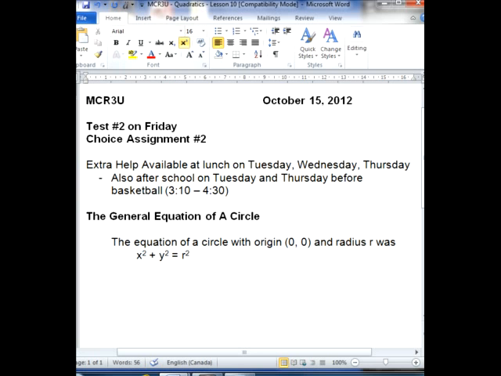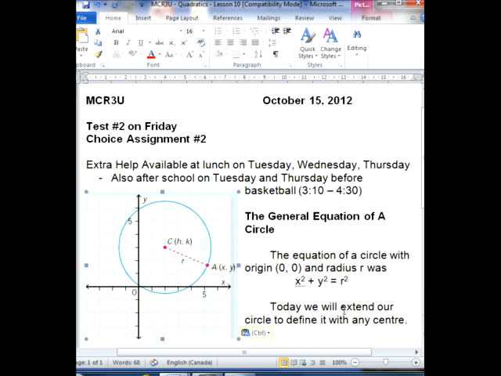So that was our grade 10 definition. We're going to move this up to grade 11 though. Today we will extend our circle to define it with any center. So instead of just having a center at 0 and 0, we're going to do a little transposition and move it all over the place. I'm going to get a little diagram here, which will give you a second to copy down.